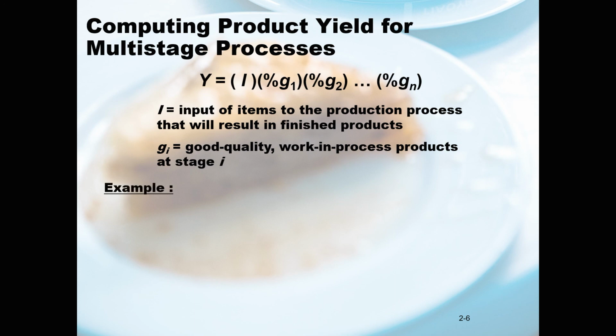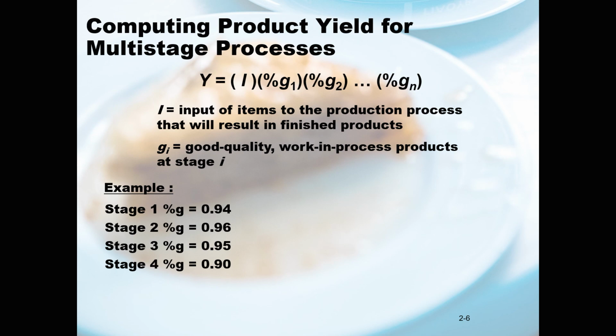Let's do an example. This is a 4-stage process. The percentage good that comes out of stage 1 is 94%, or 0.94. Stage 2 is 96%. Stage 3 is 95%. Stage 4 is 90%. So this is our equation with the numbers plugged in.